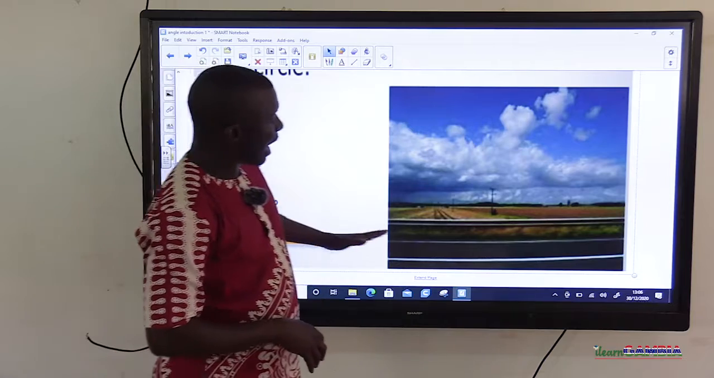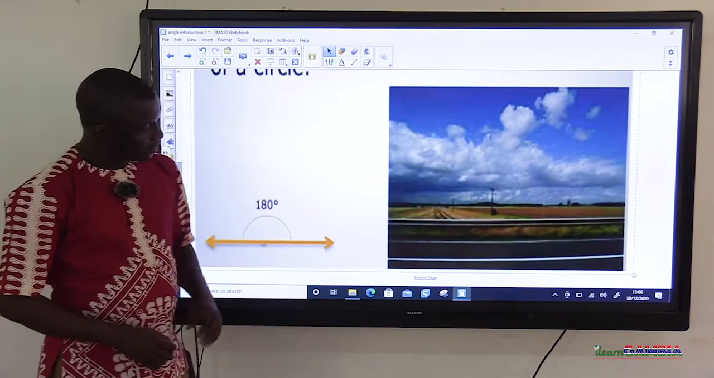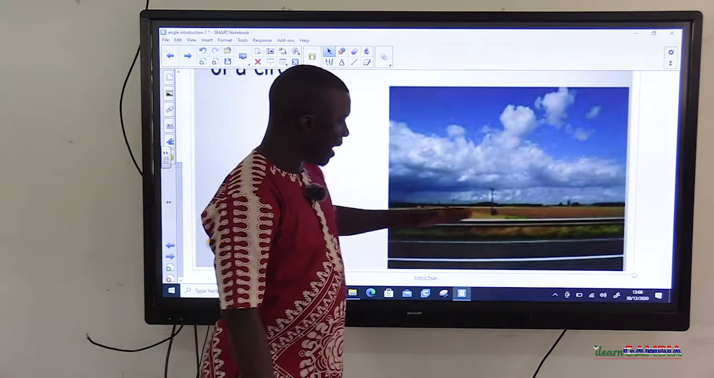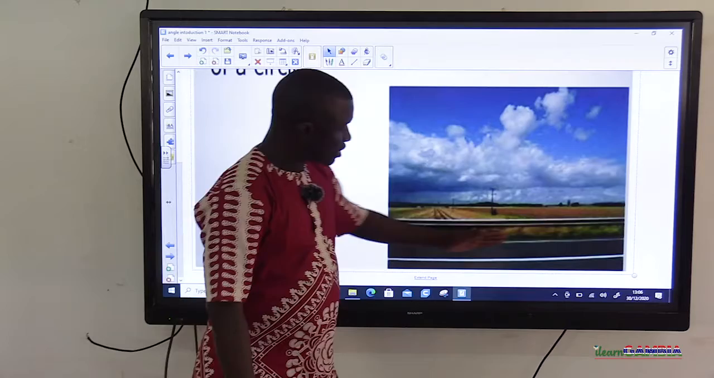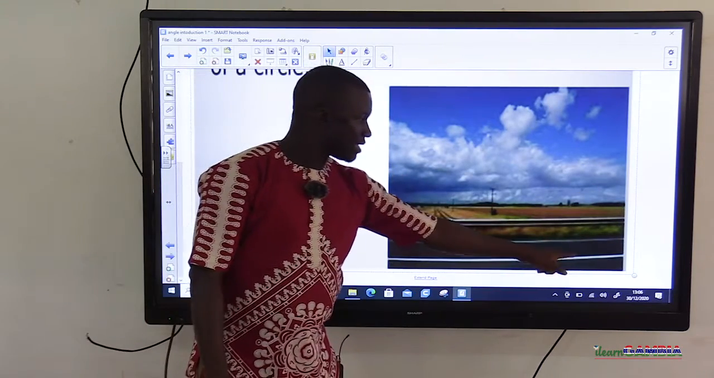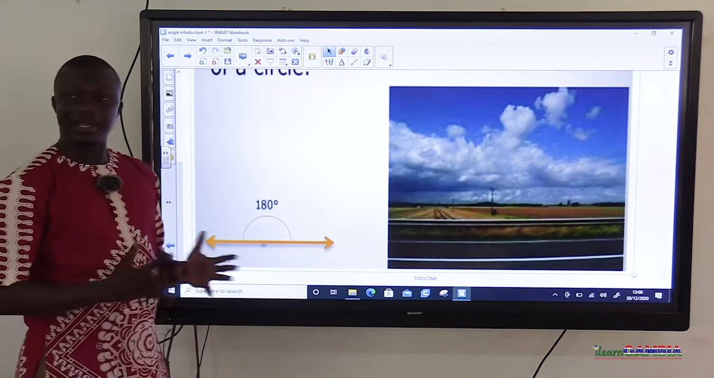And then we've seen marks on a highway. Okay? These pictures are all pictures of a straight line. There's a metallic bar by the roadside. And the roads are also marked with some straight lines within. And these are all examples of a straight line angle or a straight angle.